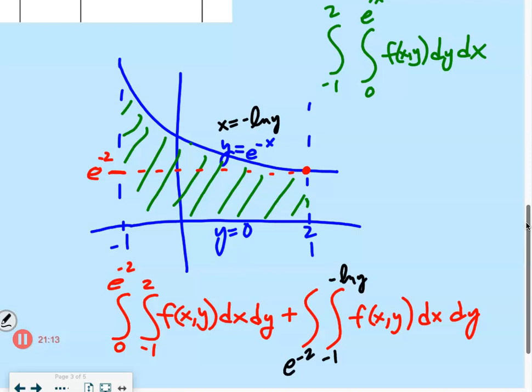This upper y value right up here, well, that's where x equals -1 intersects this function, right? So this is e to the negative first, or just e. So then I'm going from e to the -2 to e. And now I have integrals that will cover the whole thing. Does that help? I know that was for Dorsa, but I'm hoping that helps several. Okay. All right. Good.